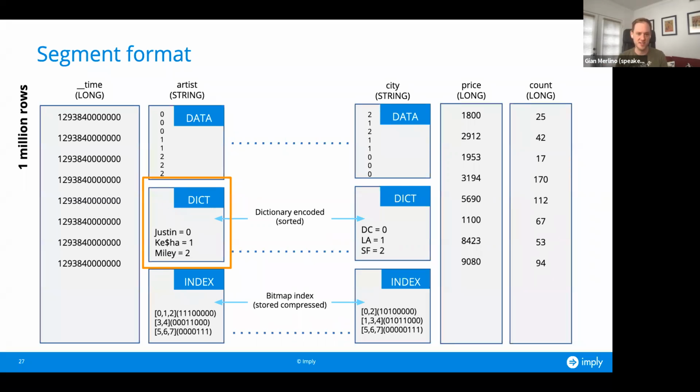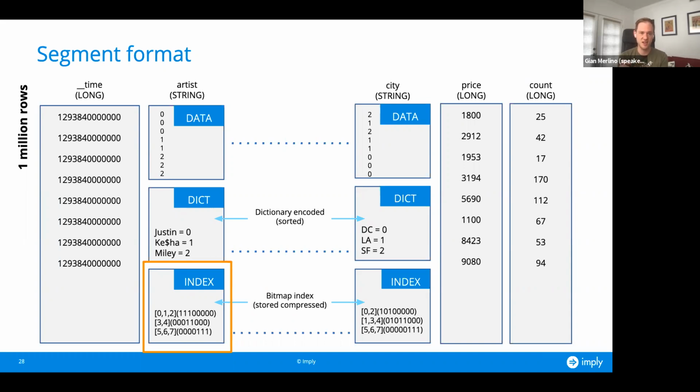In this situation, there's 3 artists: Justin, Kesha, Miley, 0, 1, and 2. So the first 3 rows here are Justin, and so on and so forth. And then finally, we have an index, and the index is per column. It's stored compressed. It's a bitmap index. We use an algorithm called roaring to store that compressed. It's a pretty cool algorithm. This is, I guess, technically not necessary to serve queries, but it speeds them up. So that's what we call an index.